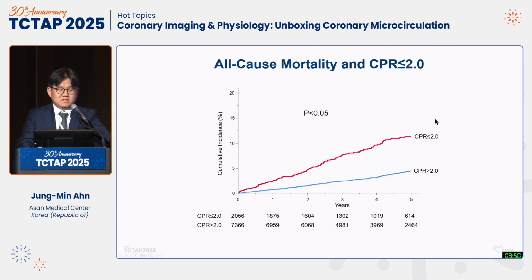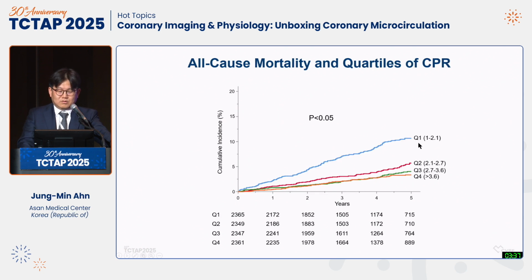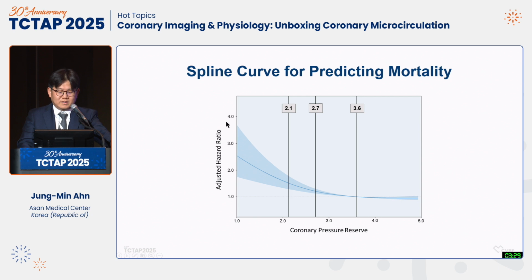So conventionally, coronary flow reserve less than 2 is higher risk, and similarly, CPR less than 2 significantly increased the overall mortality. According to the quartile, the lowest quartile had the highest mortality rate compared with the others. This is the spline curve. As CPR gets low, the hazard ratio of mortality is significantly increased.